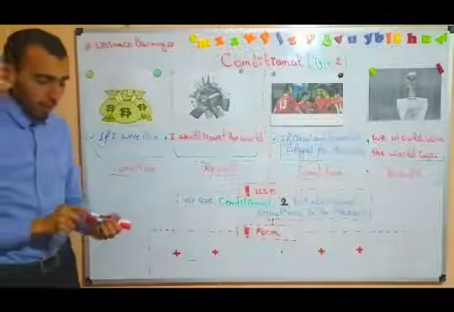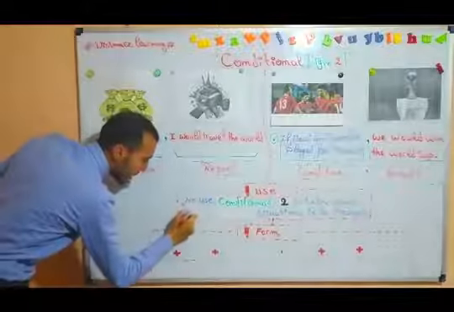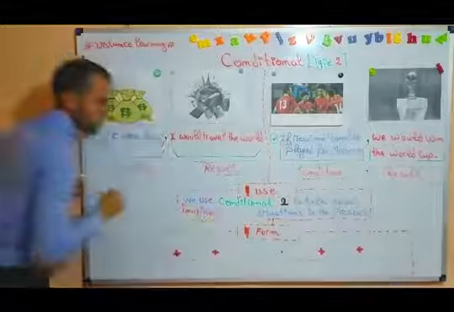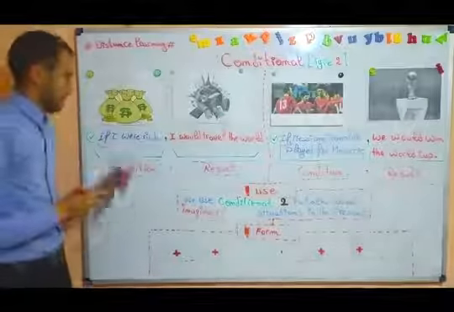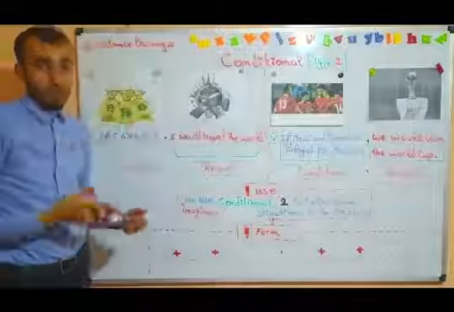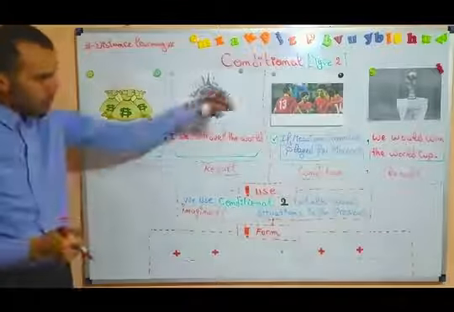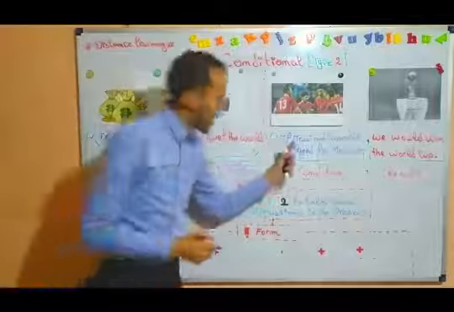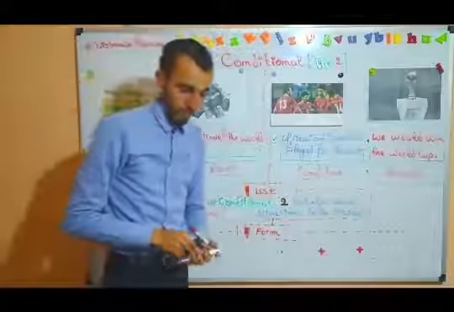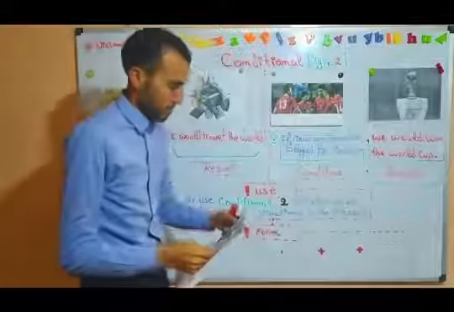So we use conditional type 2 for imaginary situations. If I were rich, I would travel the world. But reality says I'm not rich, so I can't travel the world. Let's look at the same example. If Messi and Ronaldo played for Morocco, we would win the World Cup.